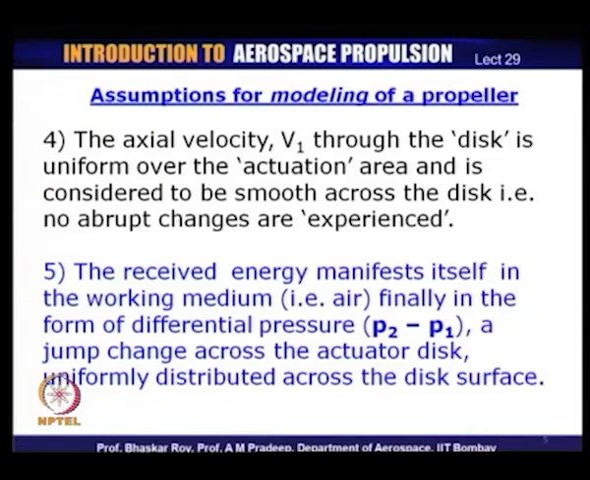So, in the mathematical model that we are putting forward, we are now saying that the flow as it passes through the actuator disc experiences a differential pressure of P2 minus P1, and this is a jump change, and this is uniformly distributed across the entire actuator disc surface. So, the actuation that the actuator disc does involves essentially a jump change in the pressure across this disc. It does not involve any change in velocity, it involves only change in pressure.